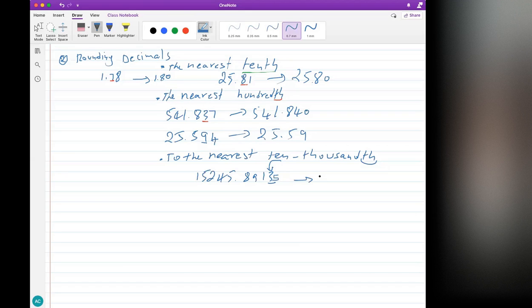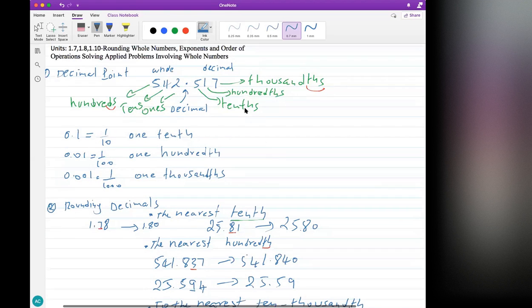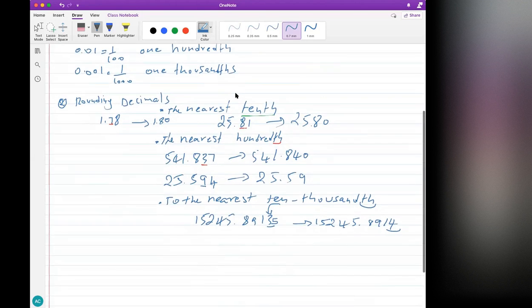So this whole part doesn't change. That's not what we're interested in. Decimal point, and then 8, 9, 1, and 4. This is what changed. So we added 1, 2, 3. So be careful when you round your decimals. Be careful with locating the decimal points.